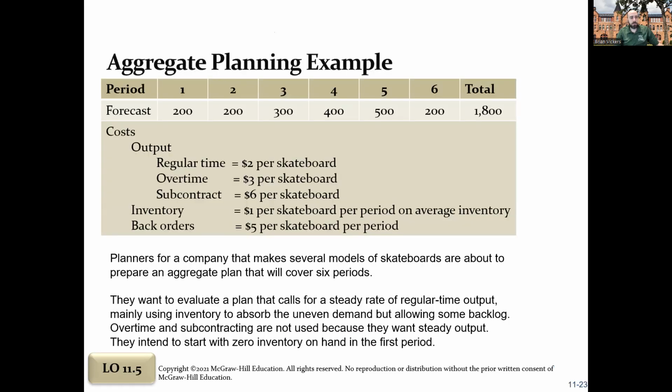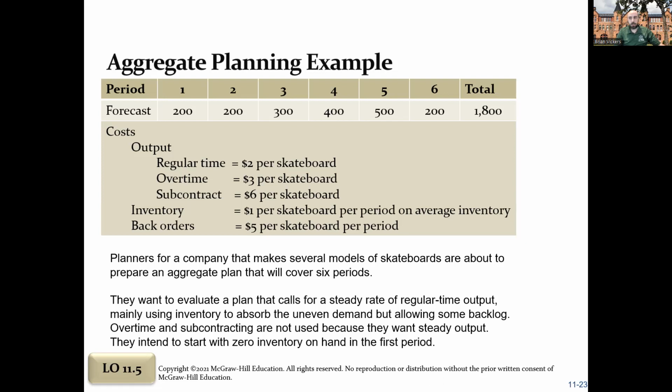So in this example, for that top line for the forecasting, we've got a forecast for 6 periods: 200, 200, 300, 400, 500, 200. So you have an amount forecasted for each of those 6 periods, totaling up to 1,800. The company makes skateboards, and they're going to make an aggregate plan that'll cover 6 periods. They want a steady rate of regular output, meaning they're going to produce the exact same amount every month.